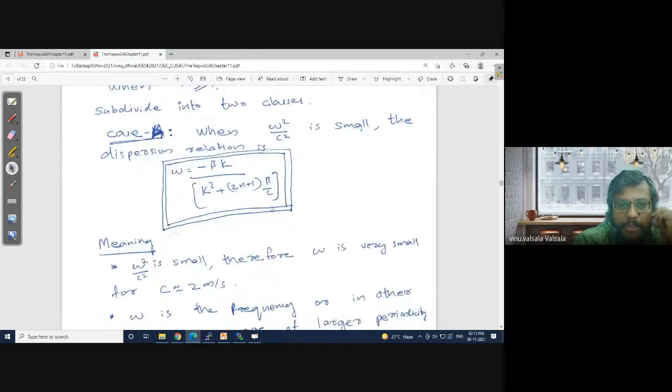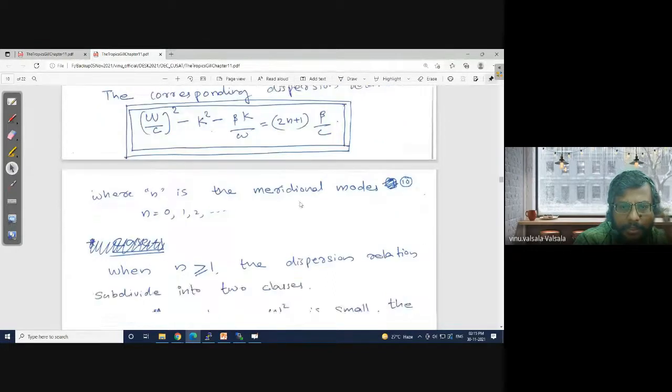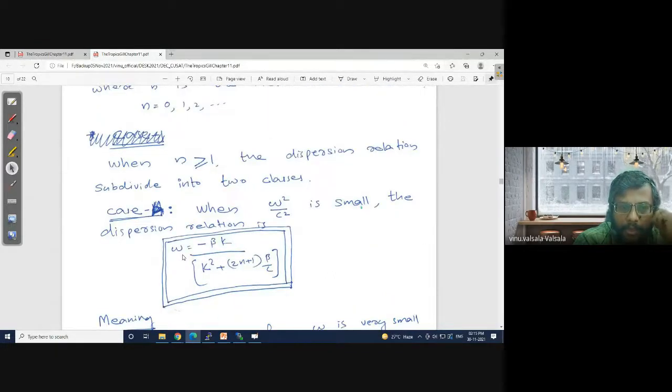Then what happens? For omega, the frequency of the wave, you can simplify this. If you cancel the first term, you can rearrange the terms, and you will arrive at omega equal to minus beta k by k square plus 2n plus 1 beta by c. This is the dispersion relation for the assumption where the wave is a very, very low frequency wave, which arrives here, omega equal to this term.